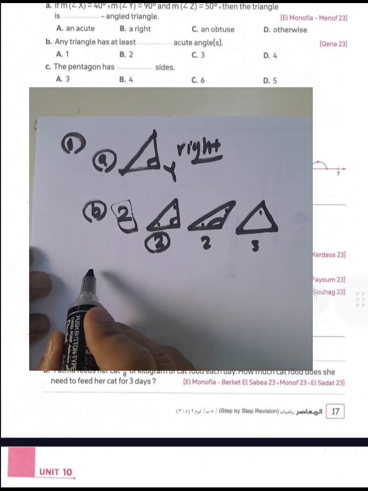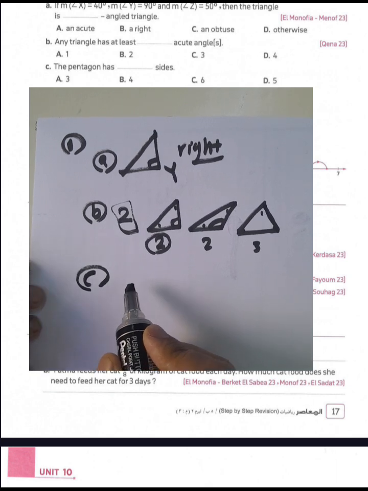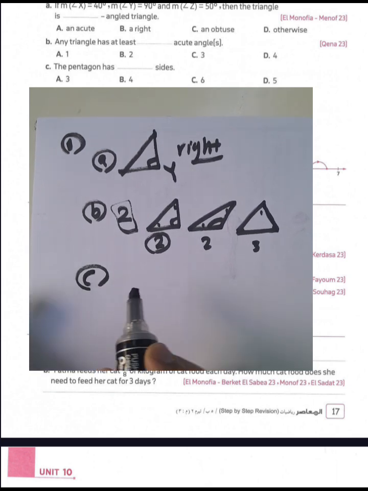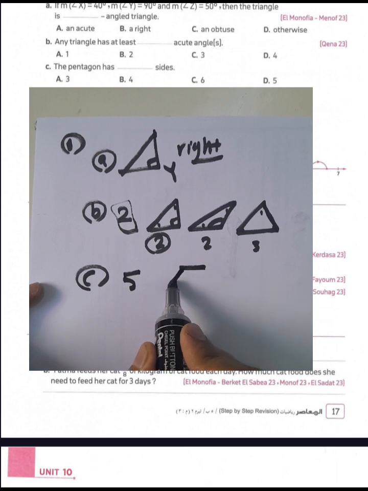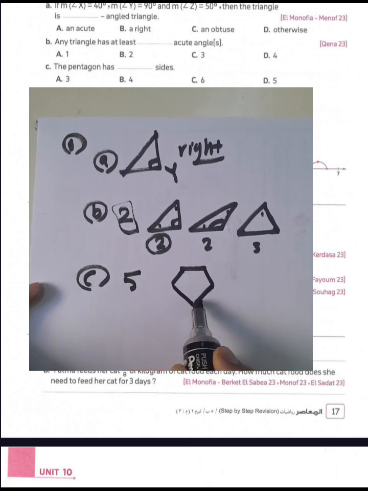Question number 3, question letter C. The polygon has blank sides, pentagon. A pentagon has 5 sides. We call this a pentagon. Pentagon: 1, 2, 3, 4, 5.